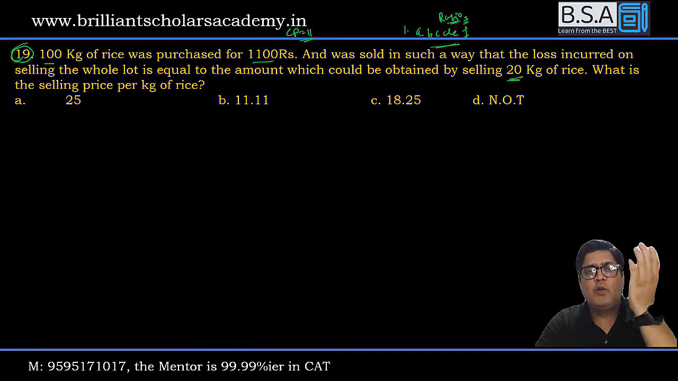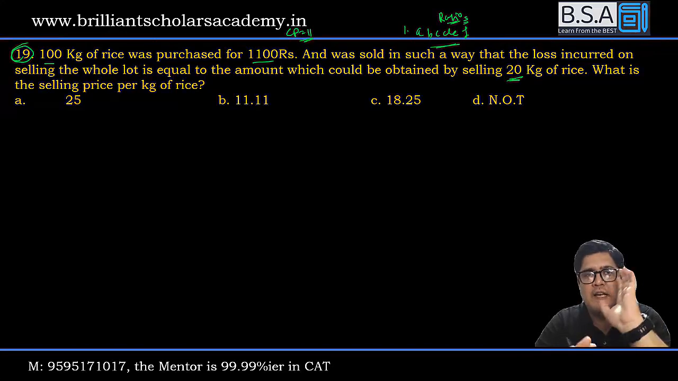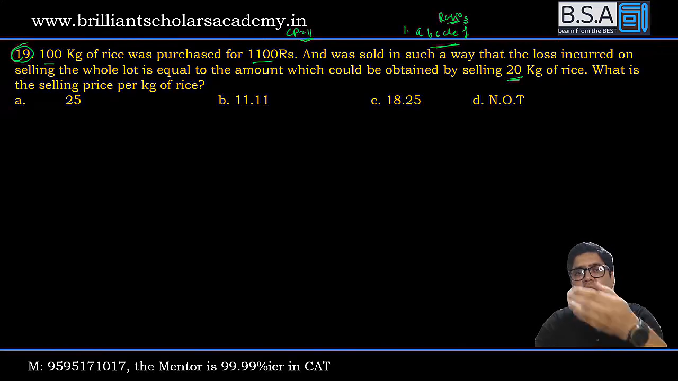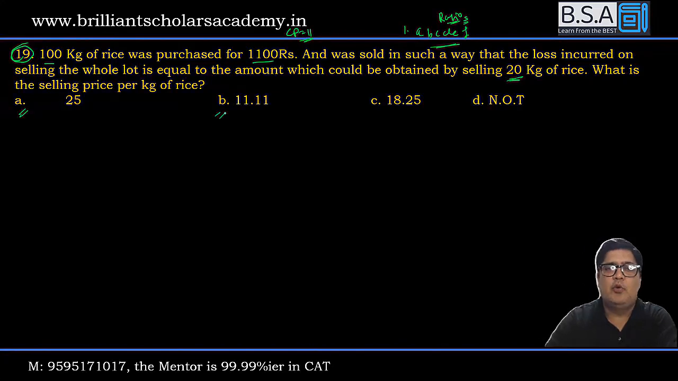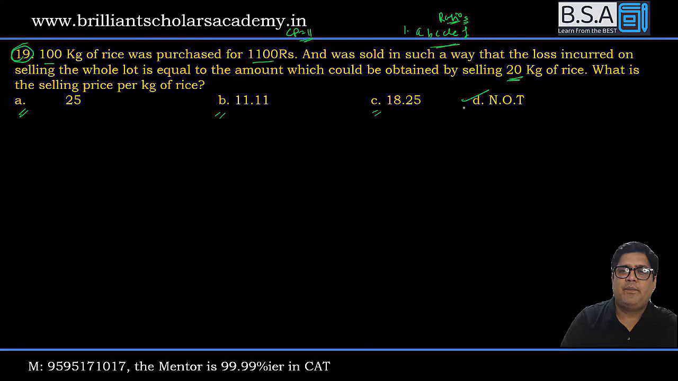Because you are going to make a loss on the entire deal, can the selling price be more than 11 rupees? Think over this. 100 kilograms of rice was purchased for rupees 1100. So the price of 1 kilogram is equal to 11 rupees. Now in whichever way you sell, and you're looking for a loss, the selling price must be below 11. Now, do any of these answer options seem below 11? No.